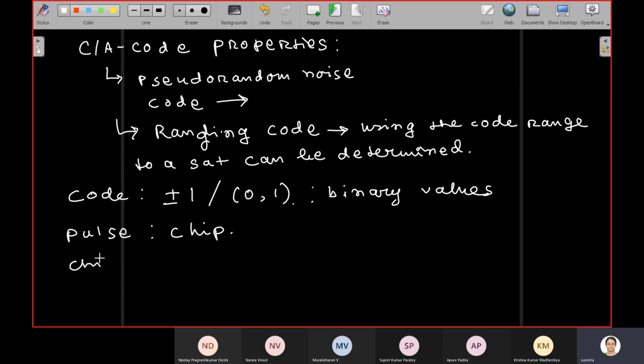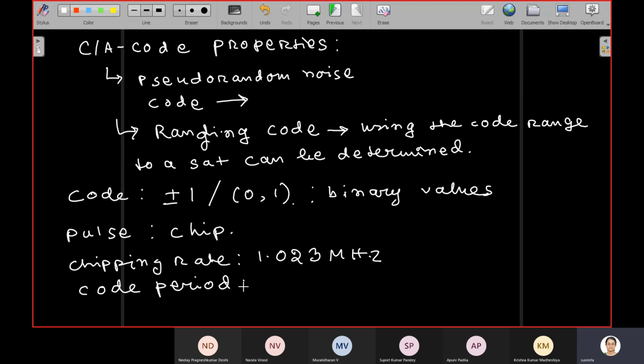The chipping rate is 1.023 megahertz, meaning this many chips are there in a second. Code period is 1 millisecond. Now, if there are 1.023 into 10 to the power 6 chips in a second, how many chips are there in a millisecond?